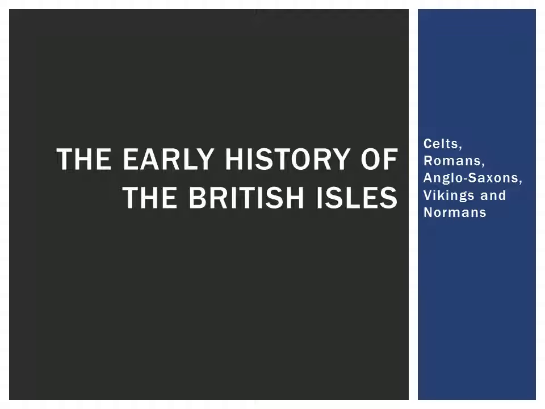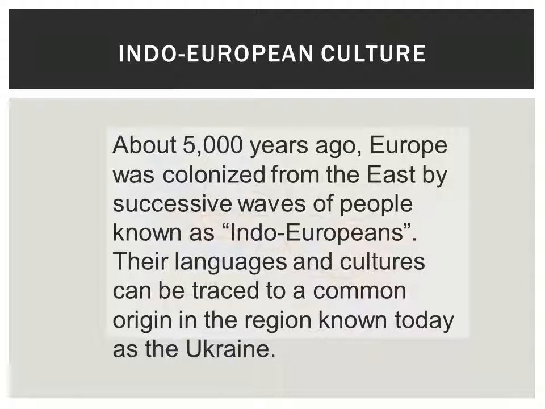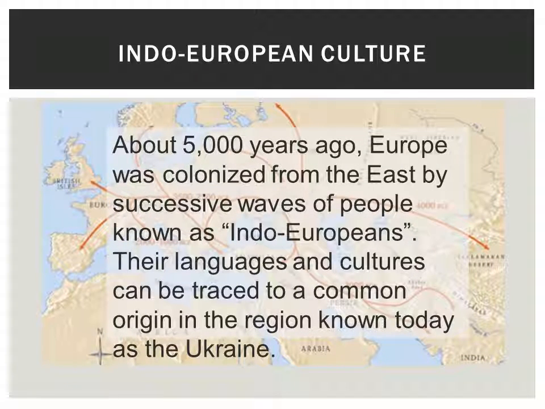And we're going to be talking about people called Celts, we'll be talking about the Romans, the Anglo-Saxons, the Vikings, and finally a group of people called the Normans. So what we've got is the colonization of Europe. How did its present population arise? It was colonized basically from the east by waves of people who are known as Indo-Europeans. And their languages and cultures go back to a common origin in the area that we call the Ukraine.